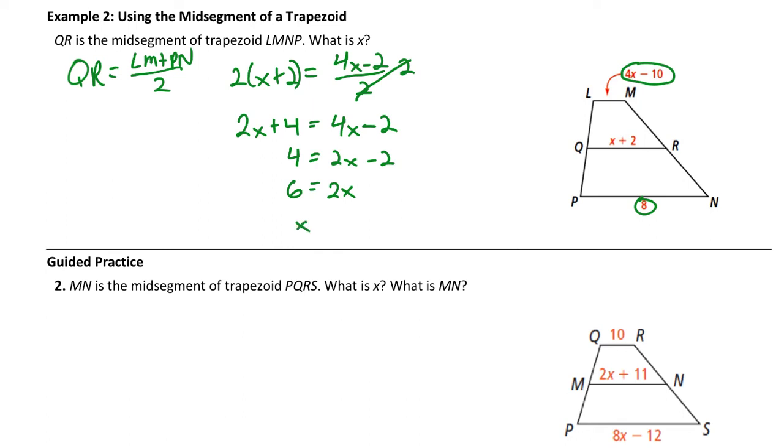So x is 3. And a really simple way to check your answers for a problem like this is to substitute x into each variable expression. If I substitute x into each variable expression, LM becomes 12 minus 10, which is 2. QR becomes 5, and that makes sense because 5 is the average of 2 and 8. 2 plus 8 is 10, divided by 2 is 5. So there's always a way to check your answers.